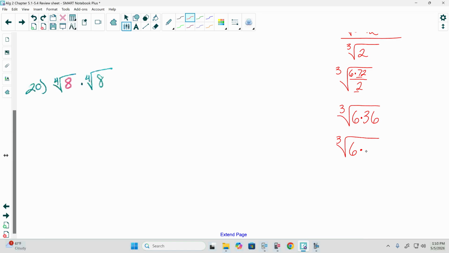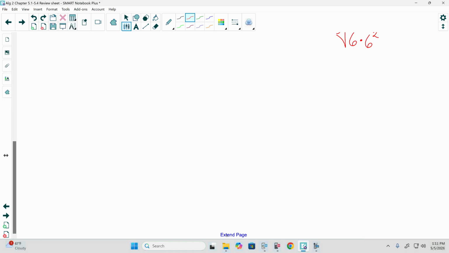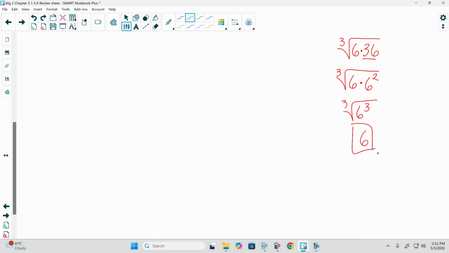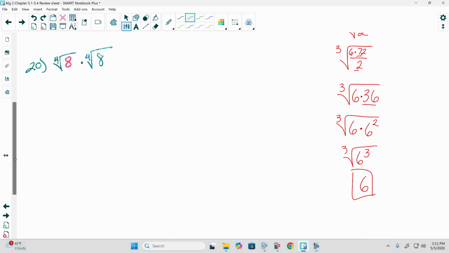Now, normally we would look for prime factorizations, but realistically, we're looking for factors that can be put to the third power. And I mention that specifically because 36 is a perfect square. It is 6 squared. And if we're multiplying 6 by 6 squared, this is actually the cube root of 6 cubed, which is 6. All right, guys. Now, because it was a rational number, that means we could have actually typed this in the calculator from the get-go, and it would have told us it's 6.